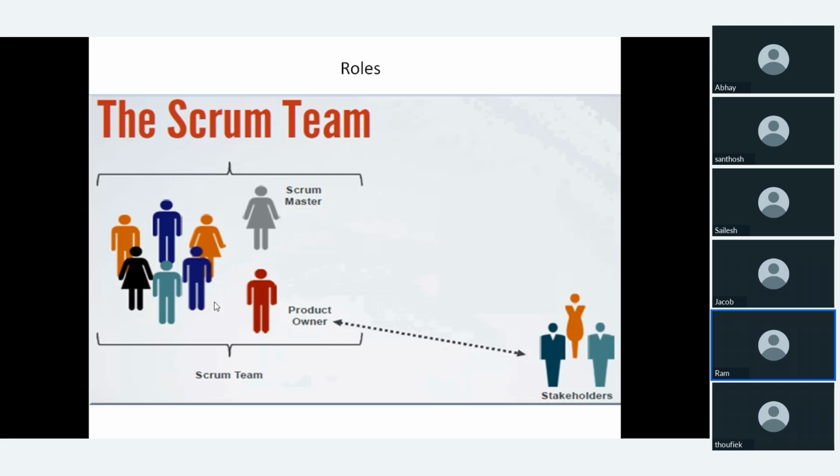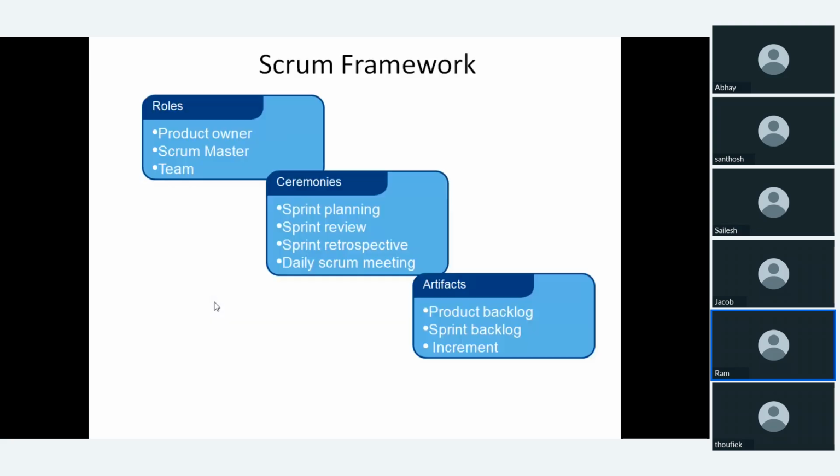What you are going to handle are these ceremonies: sprint planning, sprint review, sprint retrospective, and daily Scrum. This is the major role you are going to handle. Then the product backlog, sprint backlog, and increment, and these are the roles. So you are going to handle these ceremonies. For example, this is the product backlog.